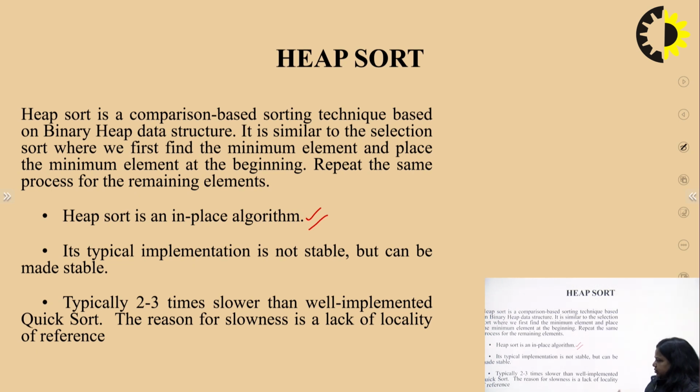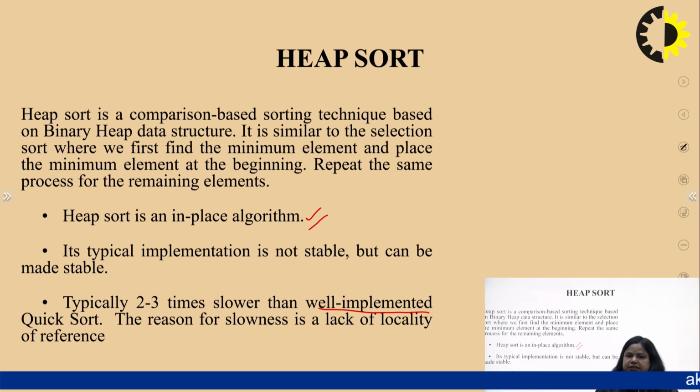If we talk about its speed, it is 2 to 3 times slower than a well implemented quick sort. It is slower because heapify is a long process to go through while sorting. In quick sort, the given array is divided into 2 partitions again and again until we reach the final destination. The reason heap sort is slower is a lack of locality of reference.